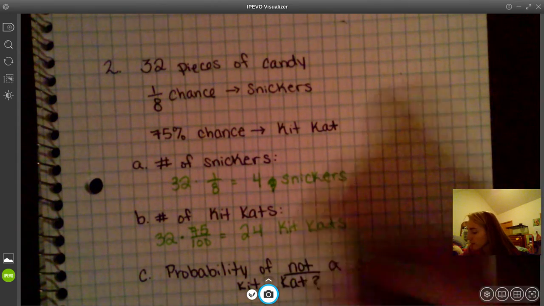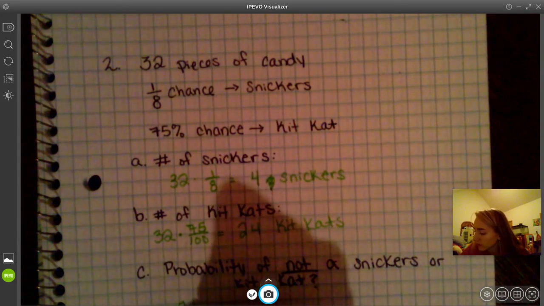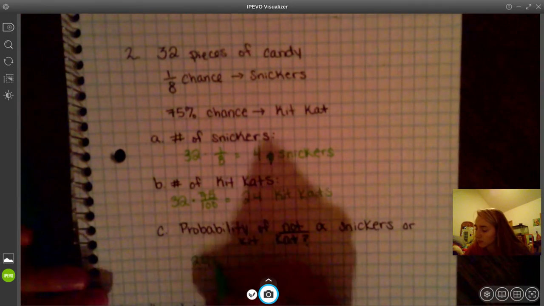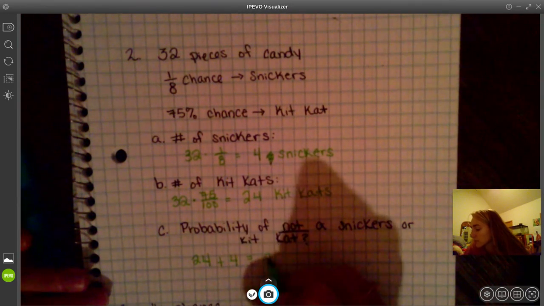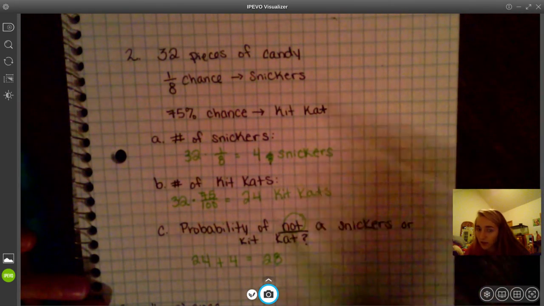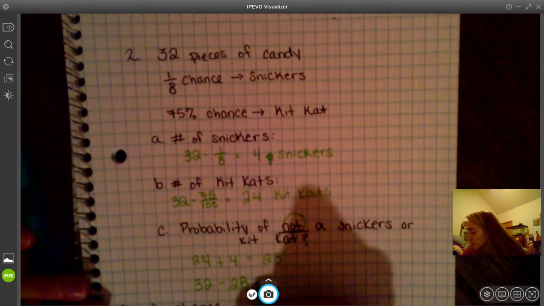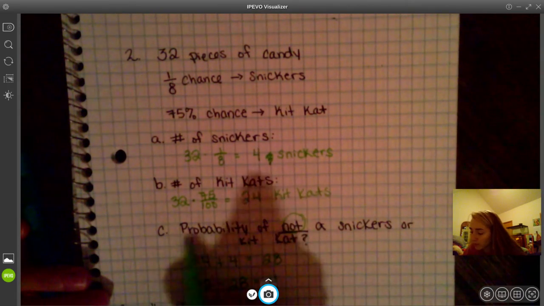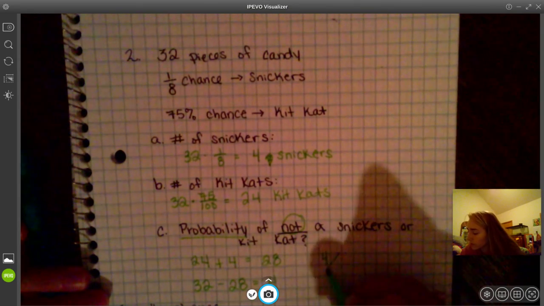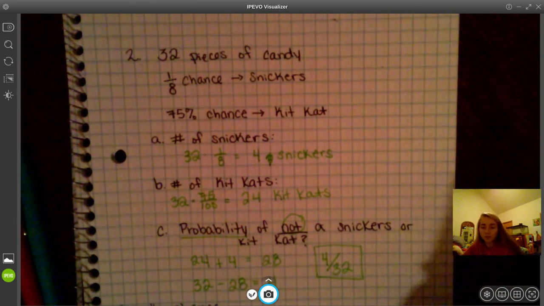And now we want the probability of it not being a Snickers or a Kit Kat. So we know 24 Kit Kats, so I'm going to put that up so you can see it. 24 Kit Kats plus the 4 that are Snickers is going to be 28. Then I have to figure out how many are not Snickers or Kit Kats. I know I have 32 total pieces. So if I take 32 and subtract the 28, that gives me 4 pieces of candy. But I want the probability. So 4 pieces of candy are not either. So I'm going to have 4 out of 32. That's going to be my probability for not selecting a Snickers or a Kit Kat.